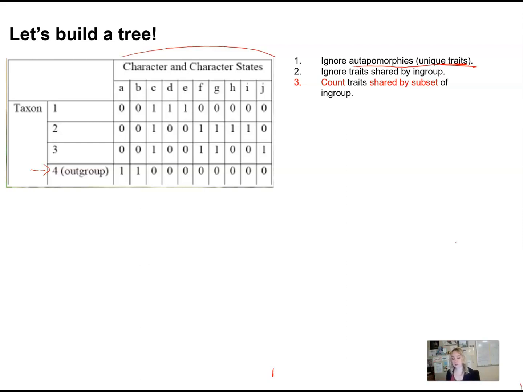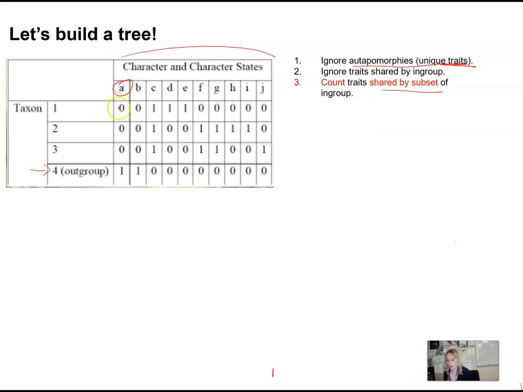Another thing you want to do is ignore traits that are shared by the whole in-group. It means everyone has it, so you're still not going to be able to put them together into the tree and show evolutionary relationships. So what we want to do is count the traits that are shared by a subset of the in-group. So let's take a look at what we have here.